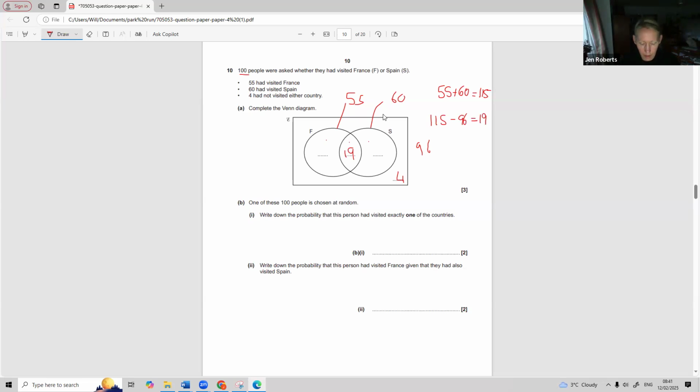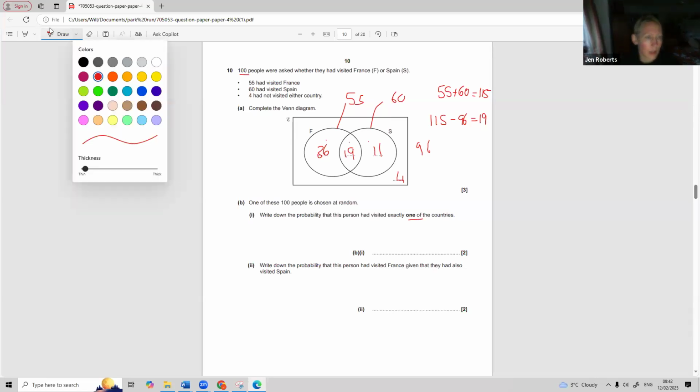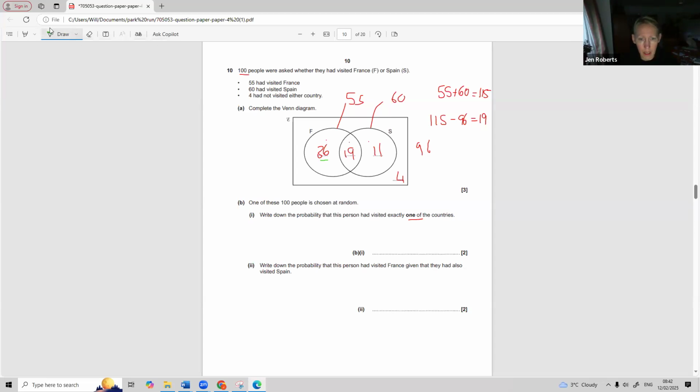Okay, so then 55 take away 19, just France only, is 36, and 60 take away 19, just Spain only, is 11. Write down the probability that this person has visited exactly one of these countries. Let me just look at each bit. Well, they've visited exactly one country because they visited France. They've visited both, don't want those. They visited just Spain. So 36 add 11 is 47. 47 out of 100. You may have put your answer as a decimal. That would be absolutely fine.